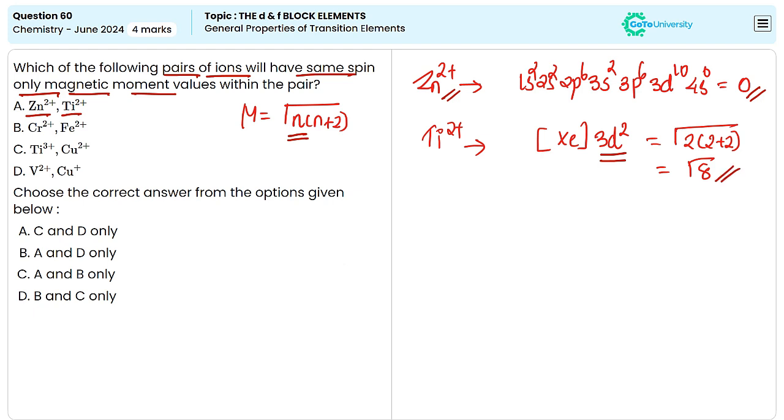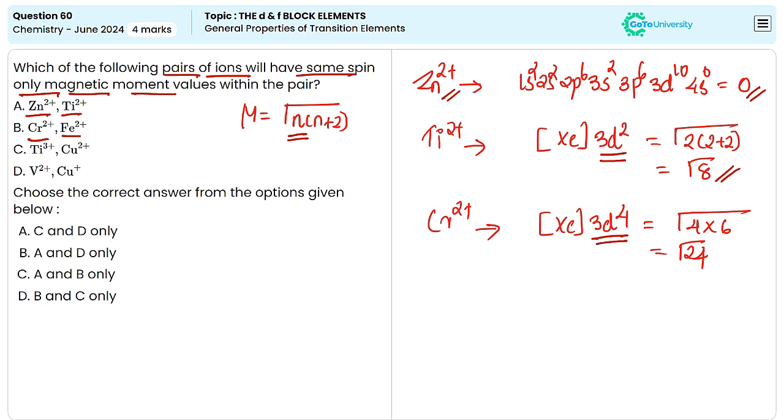The second pair includes Cr2+ ion and Fe2+ ion. The first one is Cr2+, which has 3d4 configuration. So the 4 unpaired electrons will produce a magnetic moment value root 24.